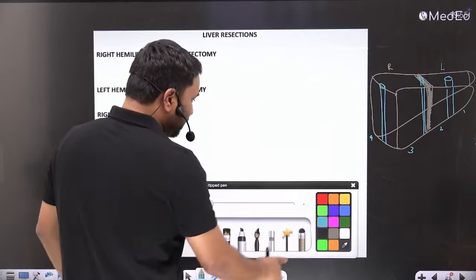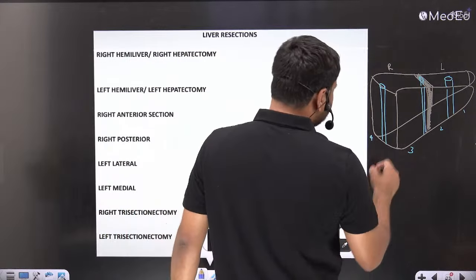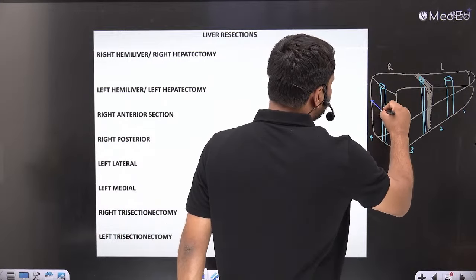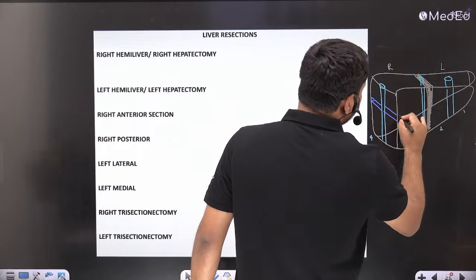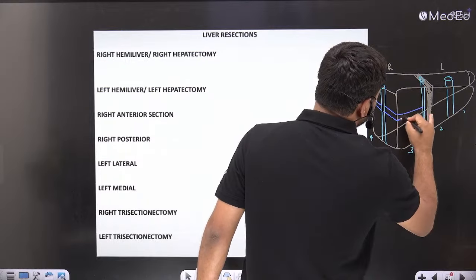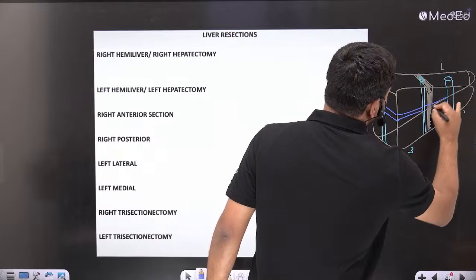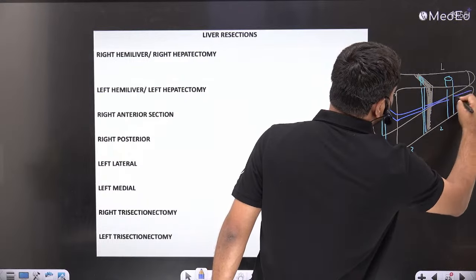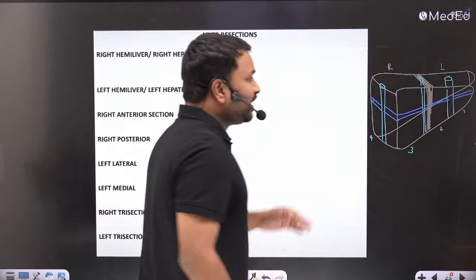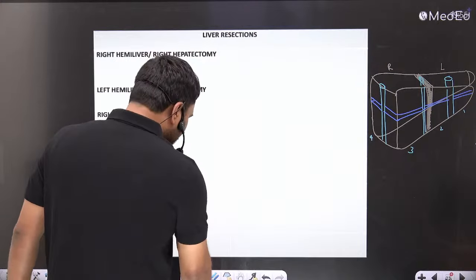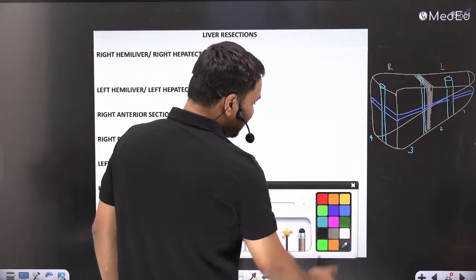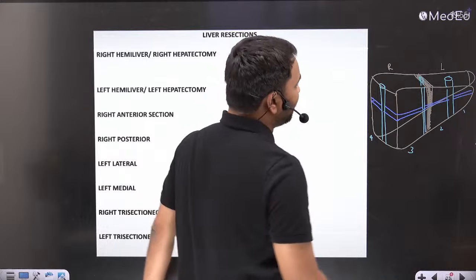Now the blood supply. The blood supply is given by your portal vein. So this is your portal supply, right? The portal vein runs transversely and supplies the entire extent of the liver. So the criteria on which you divide the liver into various segments is on the basis of the portal vein supply and the hepatic vein drainage.